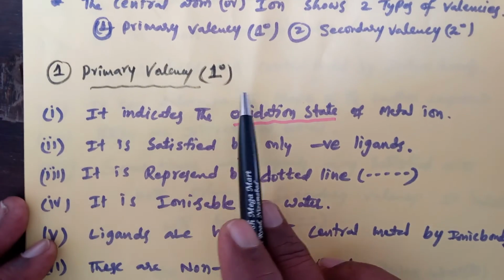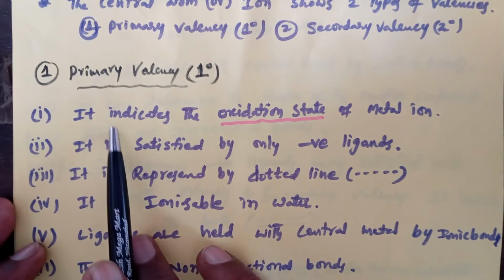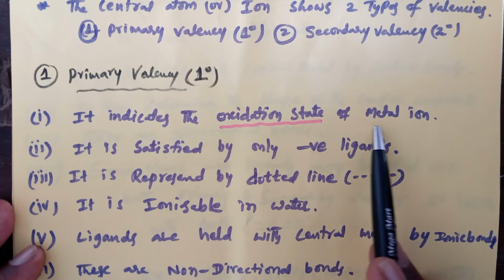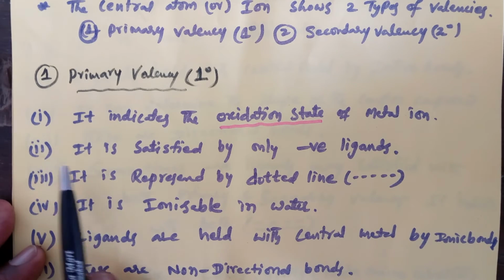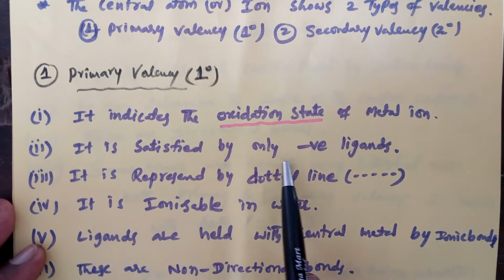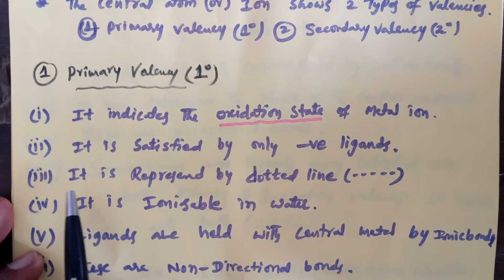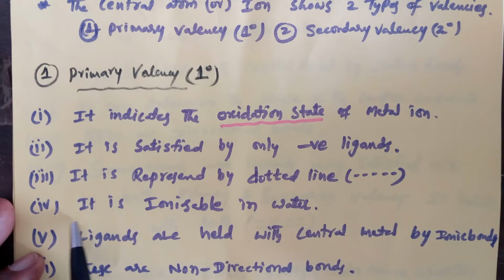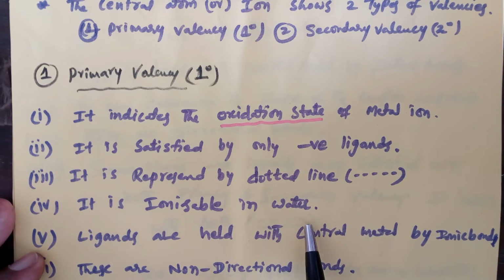Discussing the primary valency, the very important points are: first, it indicates the oxidation state of the metal ion. Second, it is satisfied only by negative ligands. Third, it is represented by dotted lines. Fourth, it is ionizable in water.